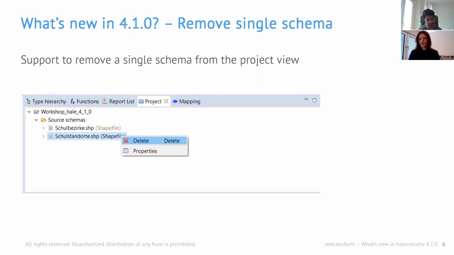This dialog to remove a schema will only appear if you don't have data loaded in that schema. So if you're wondering why you can't see it, if you have data loaded into the schema, then you won't have this option. If you then just clear the data, you'll then have this option available to remove a single schema. And again, this option is only available through the project view in Hale Studio.